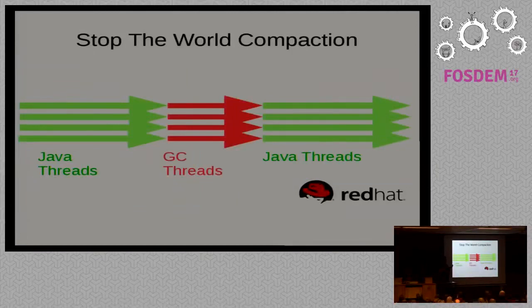Okay, so stop the world compaction. When I talked about compacting, those garbage collectors doing stop the world compaction, what they do is the Java threads run for a while, they stop, and then the GC threads do the compaction. And then they stop, and the Java threads start up again.